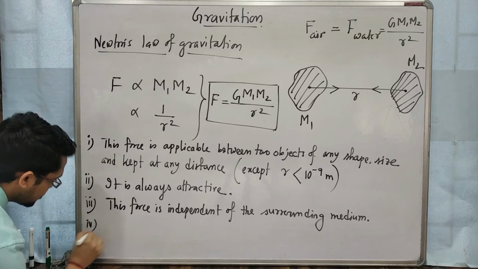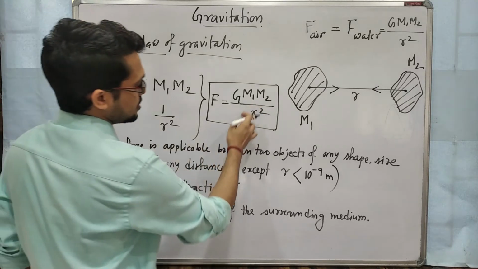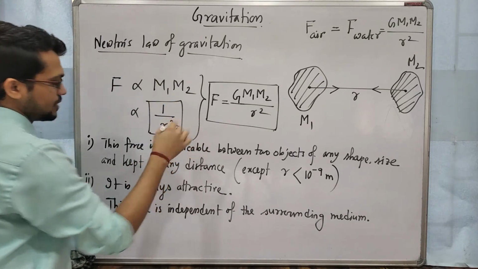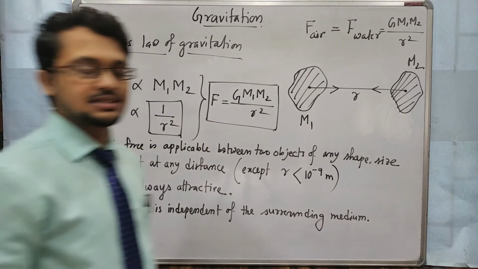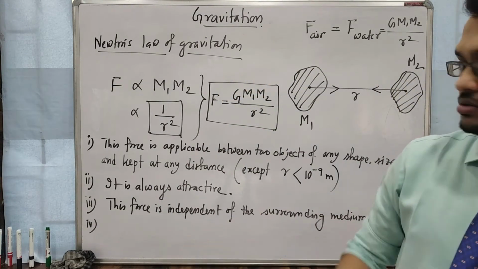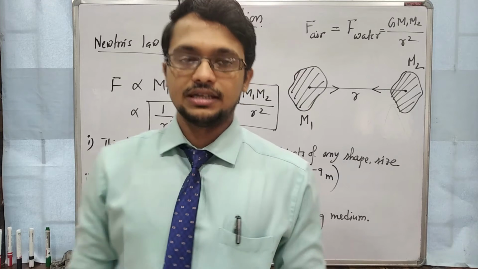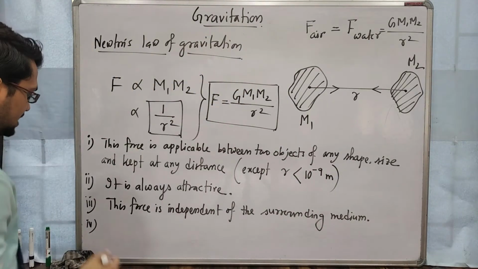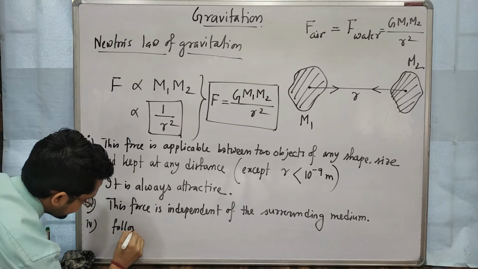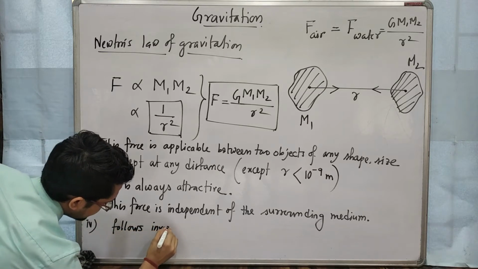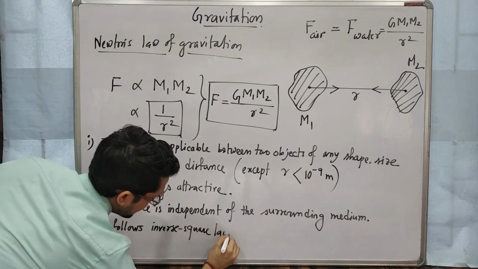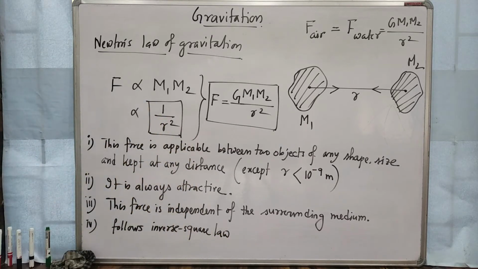Now point number 4. Look here, F is inversely proportional to the square of the distance. So for this reason, this gravitational force is known as inverse square force, or the gravitational law is known as inverse square law. Gravitational force follows the inverse square law.